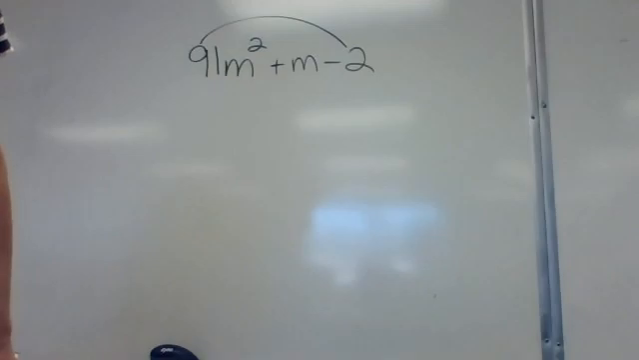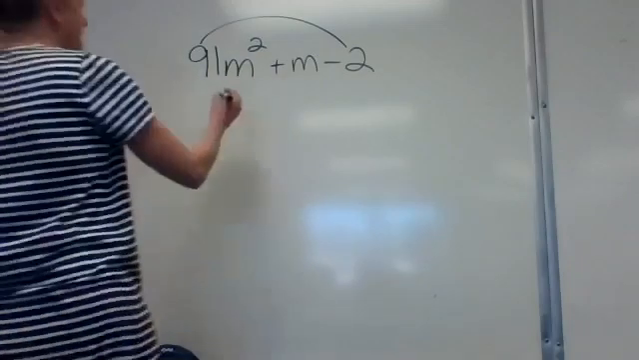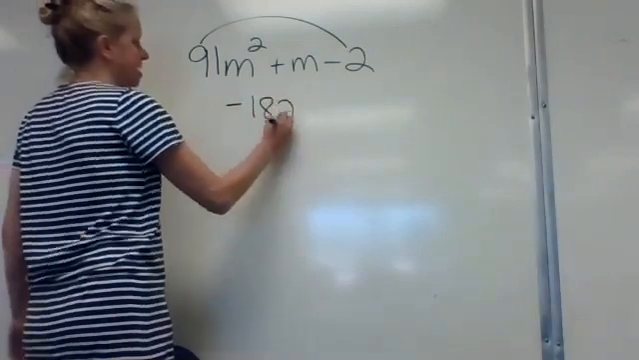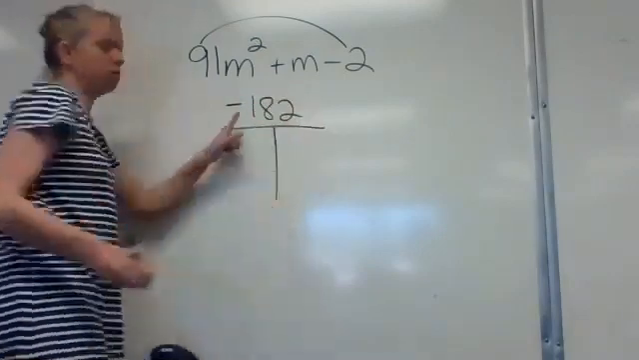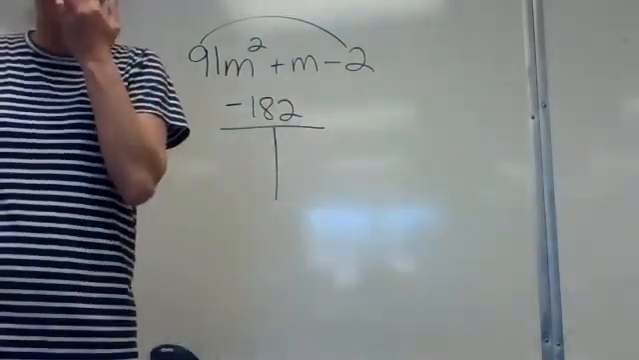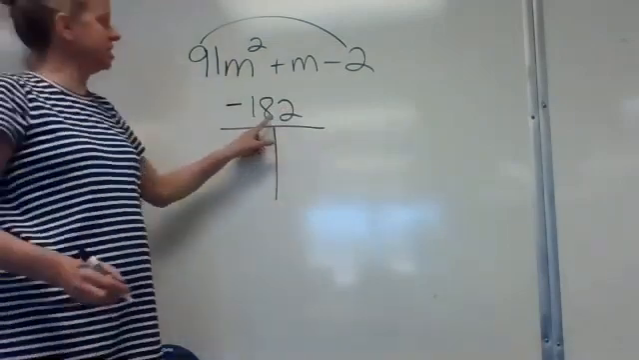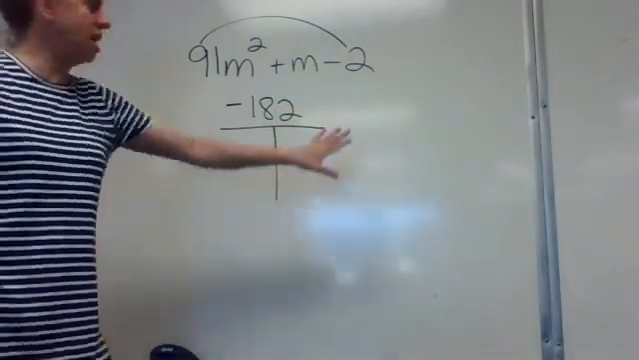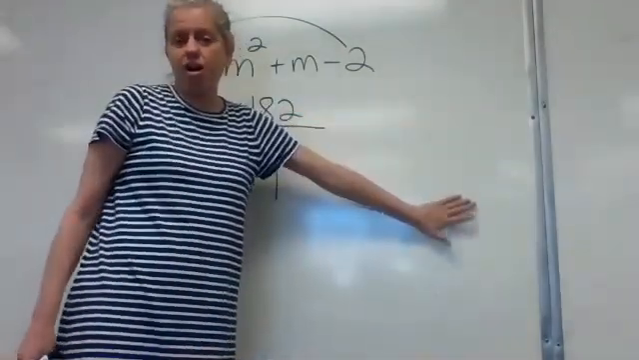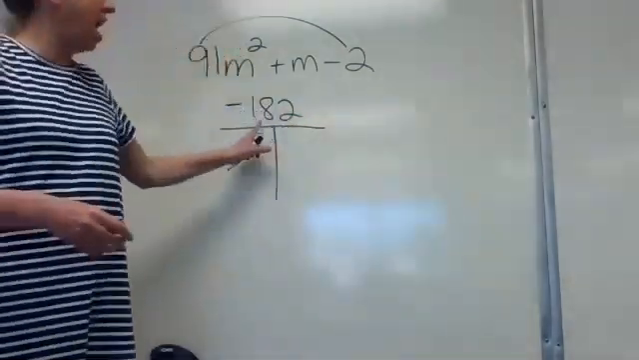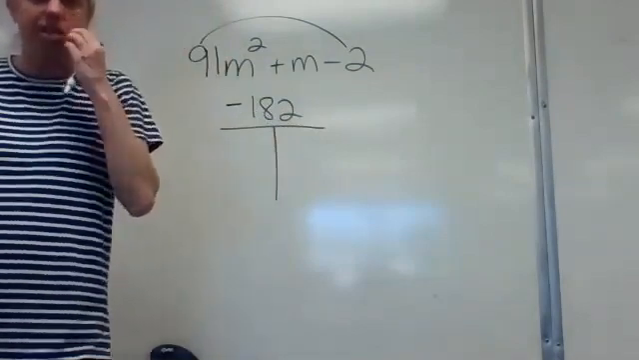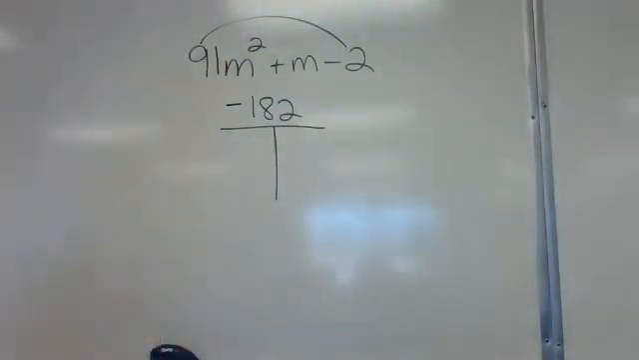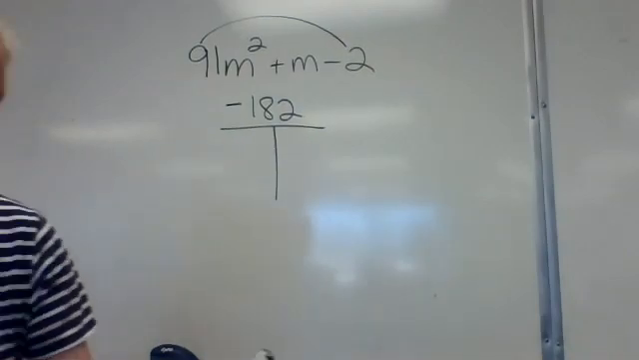In my calculator, 91 times negative 2 gives me negative 182. This is why you have your calculator, to do that work, right? The last time my number was positive 12 right here. So since I knew all the ways to multiply to get 12, I didn't need my calculator. I just don't want to take the time to figure out all the ways to multiply to get negative 182.